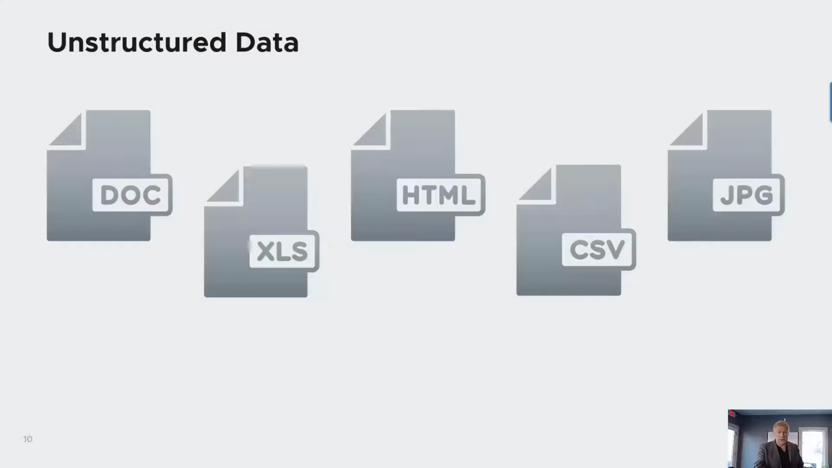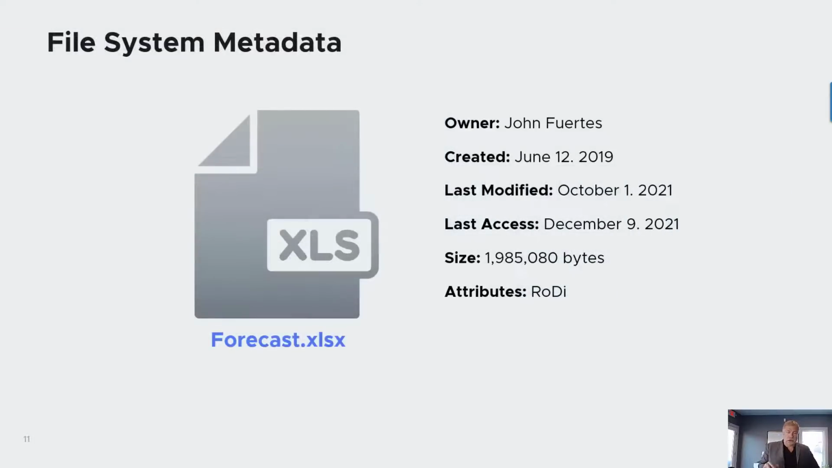A particular piece of unstructured data is just a file, such as this spreadsheet called forecast here. This has some metadata around it within the file system or within the repository. It has things like who owns it, when it was created, when it was last modified or accessed, how big it is, are there specific attributes around it like read-only or delete-inhibit, those kinds of things. So the organization of the file system itself has metadata around the files in addition to what's living in the file itself.